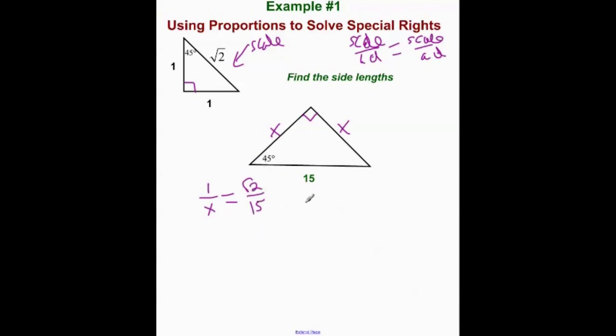Use our cross products, which is just a shortcut for our reciprocal action. So we get 15 is equal to x radical 2. Do the inverse. I'm going to divide by radical 2 on both sides. That kills that. And now I have x is equal to 15 over radical 2. That is not my answer. We're not going to allow radicals in the denominator. And that was a long philosophical discussion we also had.